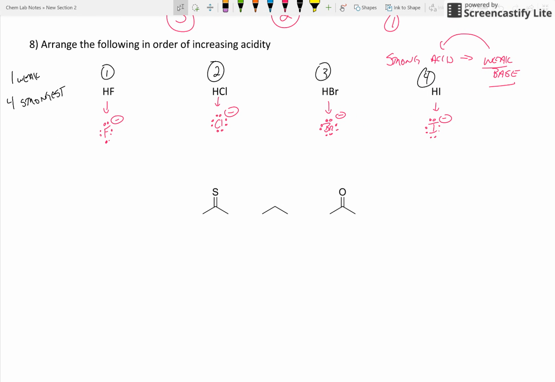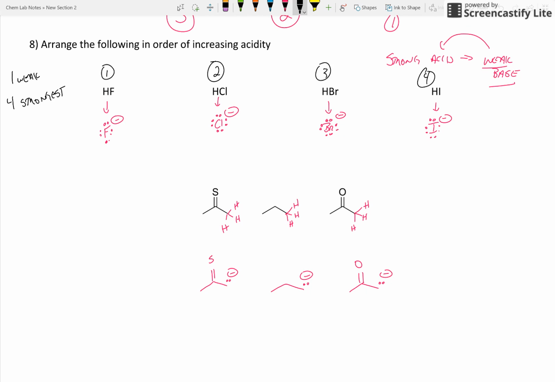We're going to approach this the same way here. We're going to make each one of these act like an acid by losing one of these protons. Let's see what happens here, right? Whoops, sorry, that should be a sulfur. We generate a negative charge on a carbon in all of these cases.